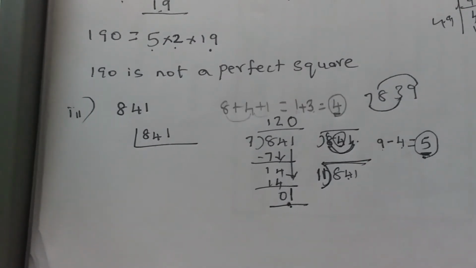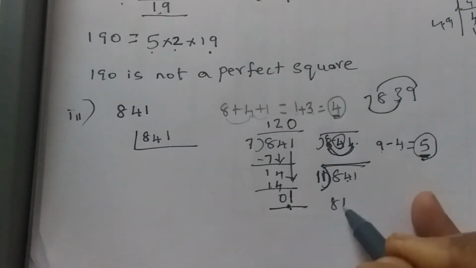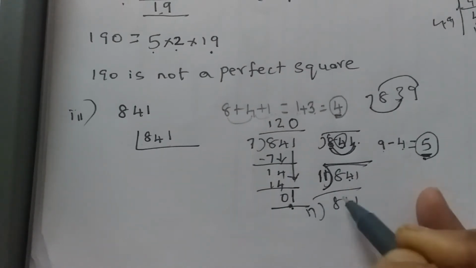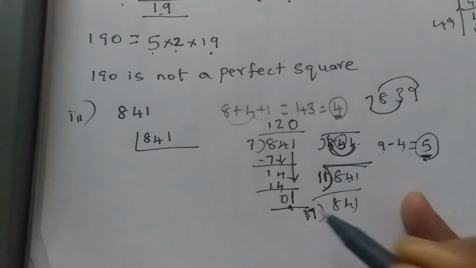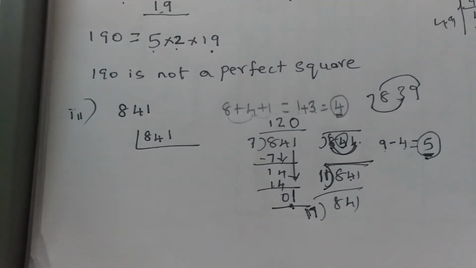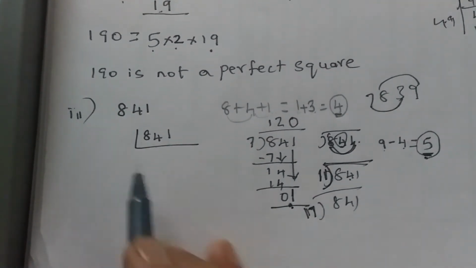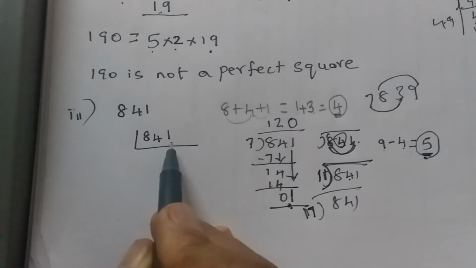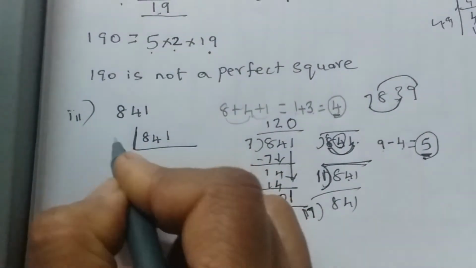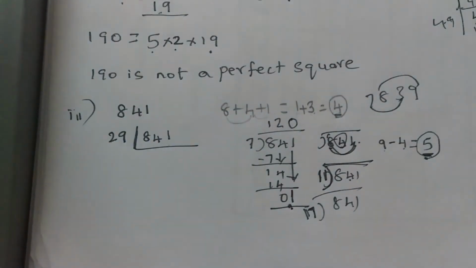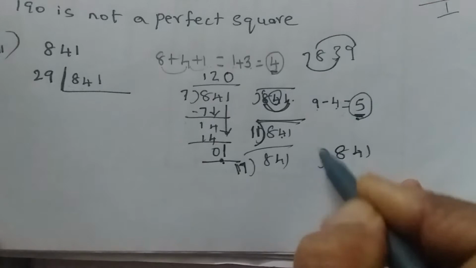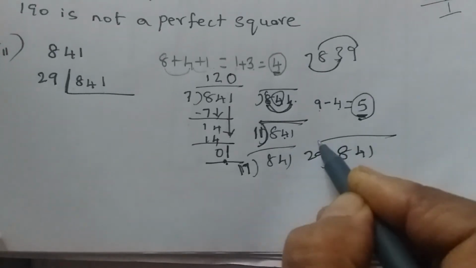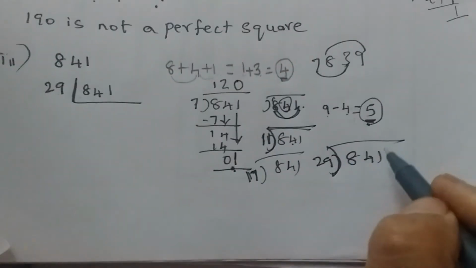If you go on checking like that, divide 841 by 17 and check whether the remainder is 0 or not. Then after 17, 19, 23, if you go on checking like this, finally you will find 841 is divisible by 29 only. It is divisible by the prime number 29. See, I have divided here by 29. We'll check 841 divided by 29. One by one, if you check, it is divisible by 29.